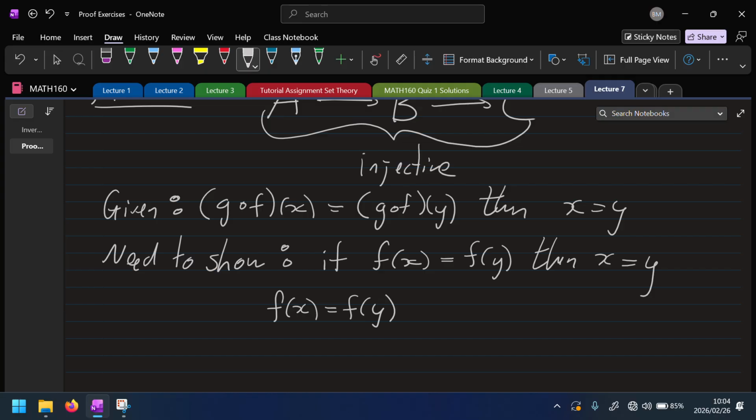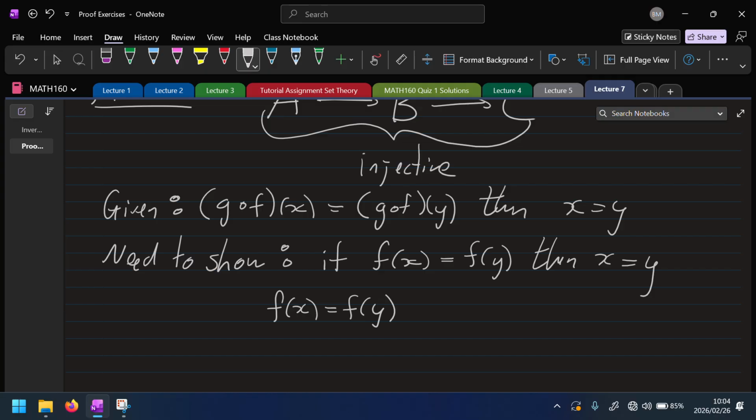No, we don't know this yet. That one above, this one we know. We know that x is equal to y from the given. And then the statement that we've written now, f of x is equal to f of y. We don't know that yet. We still need to show that. This is our goal. This is what we need to show. The given one is g of f, it's not just f.